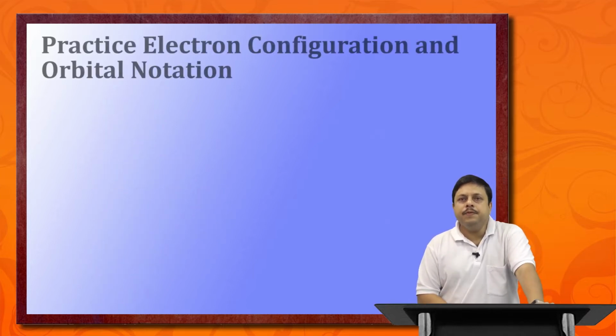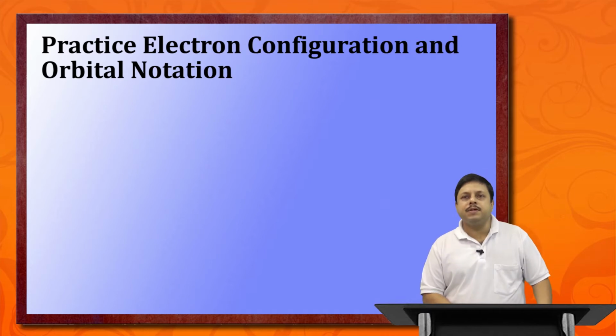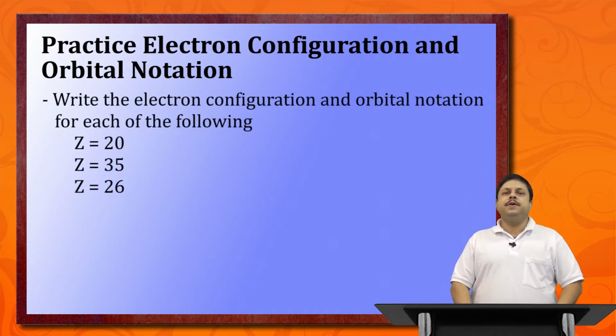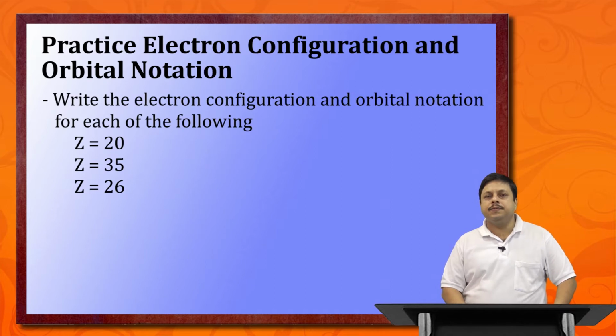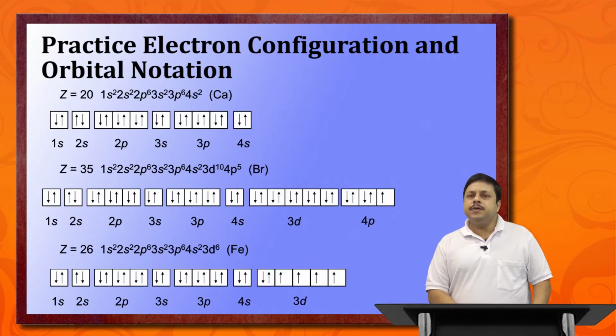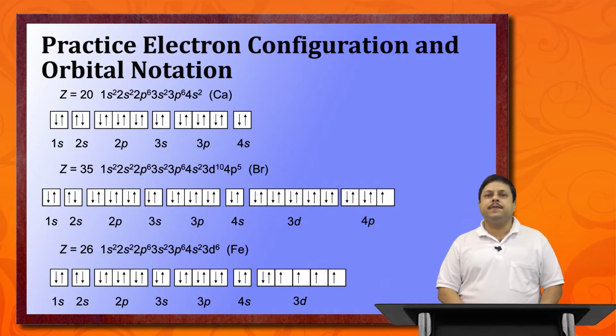So if you just take up certain examples of the filling up process, let us write down the electronic configuration associated with 3 distinct cases where the first atom has an atomic number of 20, the next one 35 and the third one 26. Firstly, see for Z equal to 20. So it's a simple case, a very simple case in fact.